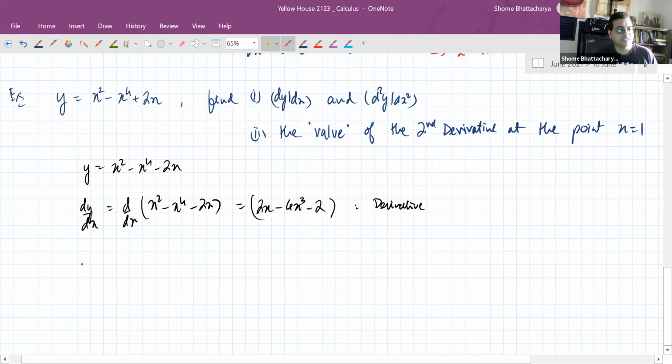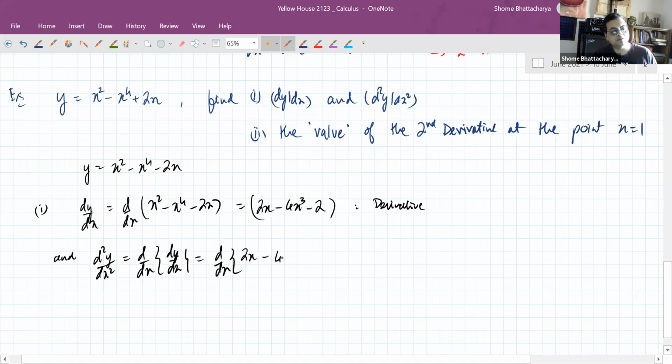Okay. Now second derivative. So this is where the definition applies. It is derivative of derivative or rate of change of derivative. So we have to now differentiate this term. So substitute this here. And once again, when we differentiate, we can see differentiation of 2x is 2. Differentiation of 4x cube is 4 into 3x square. So 12x square. And differentiation of 2 is 0. So this is the second derivative.